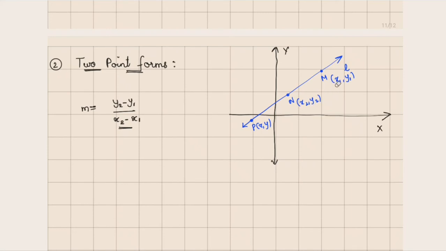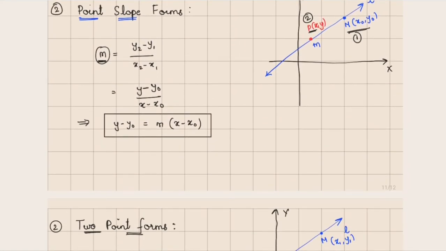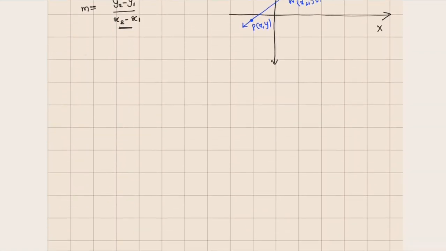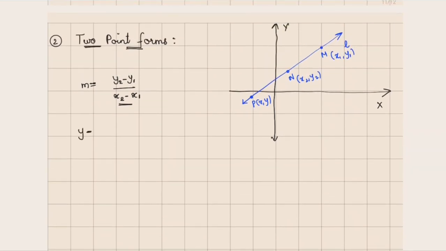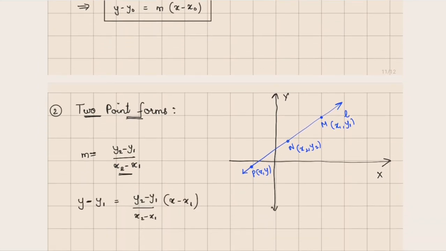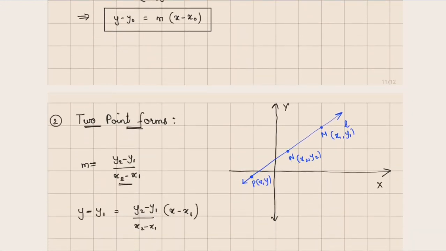Let's say if you consider 1 point x1 comma y1, from the previous point slope form, we can say that y minus y0 equal to m into x minus x0. Here m is nothing but y2 minus y1 by x2 minus x1. Let's take y1. So y minus y1 equal to y2 minus y1 by x2 minus x1 into x minus x1. It's just the same as the point slope form, where we find slope using these 2 points and take any one of the points, which gives the same. So this is nothing but the 2-point form.